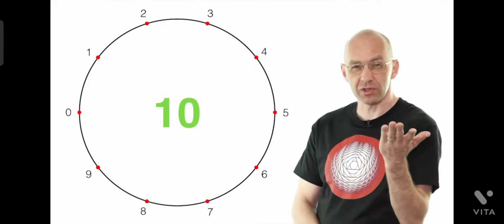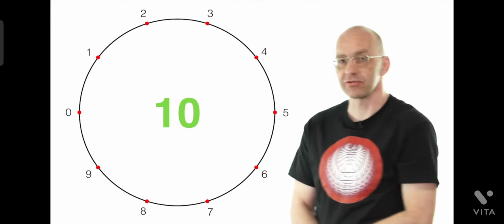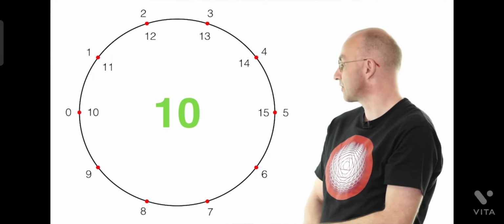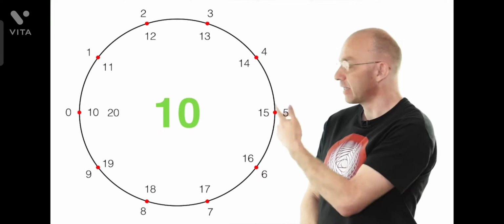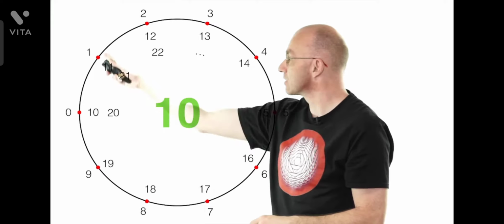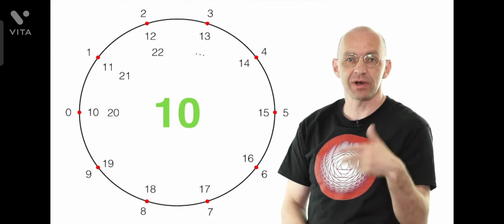And then 10 we also want, so we put that right there again. So that's also 10, that's also 11, 12, 13, 14, 15, and so on. And then again, and so on. So this guy here stands for 1, 11, 21, 31, and so on.